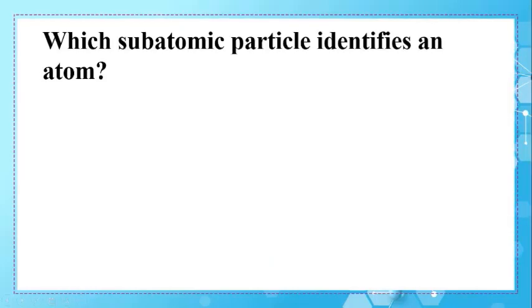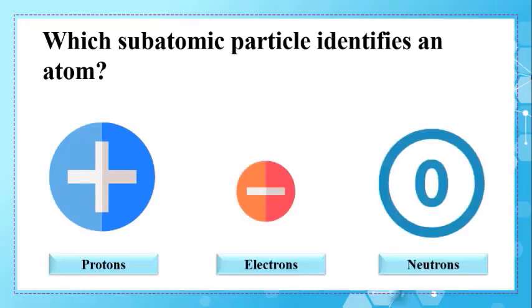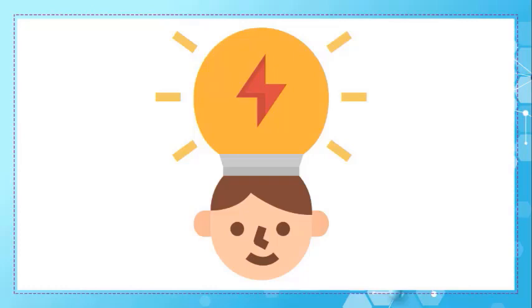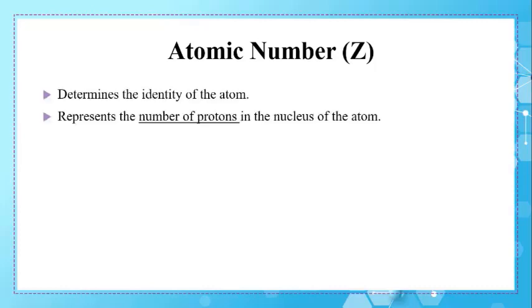As you went over the characteristics of the fundamental particles of the atom, guess which subatomic particle identifies an atom? Protons, electrons, or neutrons? Pause the video and think of the question. Absolutely. It's the atomic number, the number of protons in the nucleus of the atom. The atomic number determines the identity of the atom.